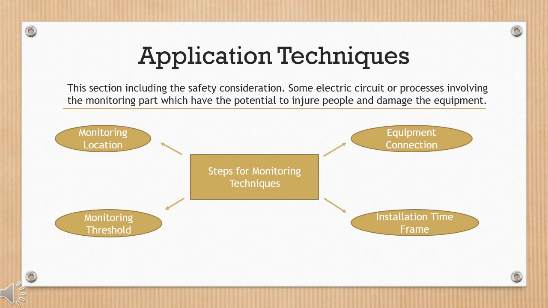Okay, we are now going to continue to the application techniques of the IEEE 1159. In IEEE 1159, the application is one of the most important steps followed, since in this section, the precaution and safety of equipment and people around is involved. There are several steps for monitoring technique we should follow. The first step we need to follow is monitoring location. The second one is equipment connection. The third one is measurement threshold. The fourth one is installation time frame.